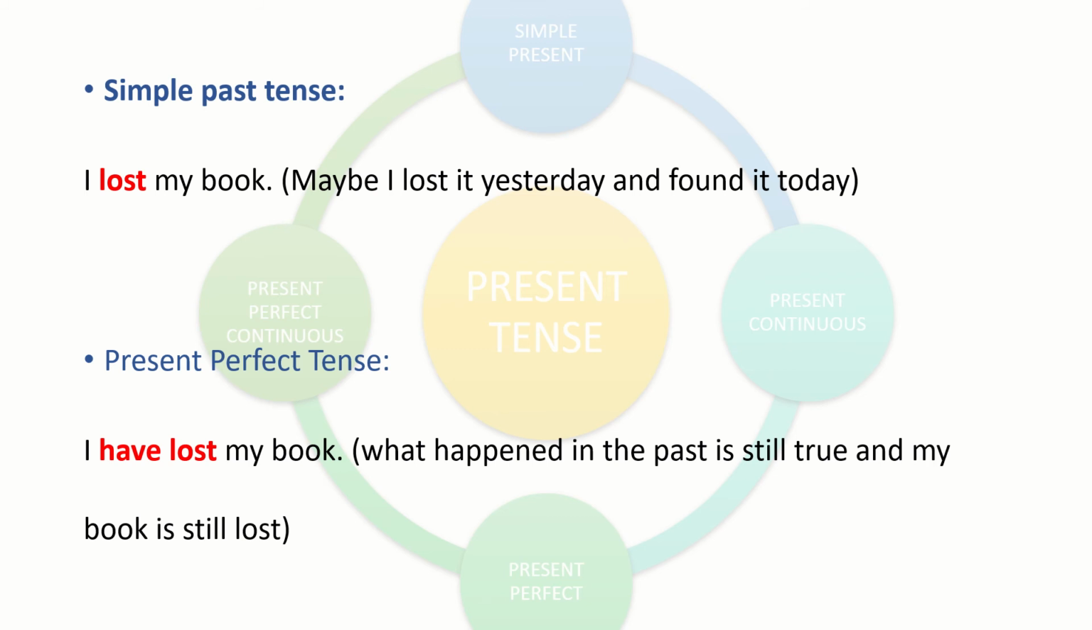Look at the first sentence. In the simple past tense, you have, I lost my book. So this book may have been lost yesterday or the day before or a year ago, and maybe you found it today, right? But in the present perfect tense, I have lost my book does not mean the same thing. It means that this has happened in the past. You have lost your book quite some time back. And at this moment, when we are talking about it, that is still true. And the book is still not found. Okay?